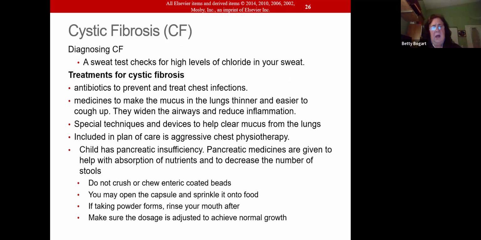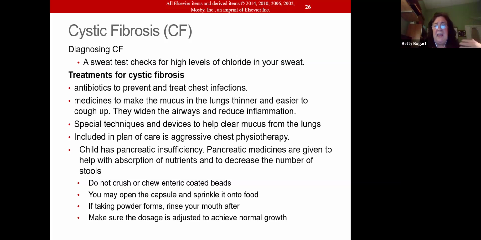So how are we going to diagnose cystic fibrosis? Well, no stool at birth, and you're worried, could be. We're going to do something called a sweat test. All that sweat test does, they put little tabs on the skin and they measure sodium in the sweat. And it's going to show extremely high levels. How do we treat it?